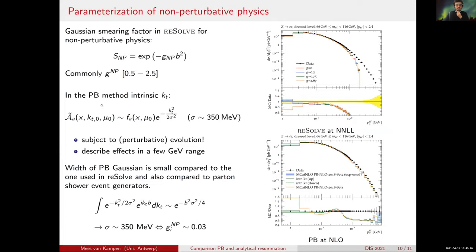In parton branching, this is quite different. So we have the starting distribution, which has a Gaussian for the intrinsic transverse momentum. And this intrinsic transverse momentum is quite small. It's only 350 MeV. This would be a value of 0.03 if we compare it with the Gaussian smearing factor. This we can do because this starting distribution is subject to perturbative evolution. And that is why we can describe effects in a few GeV range already, since we have only a very small weight.